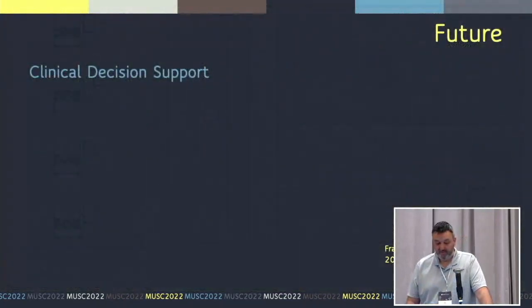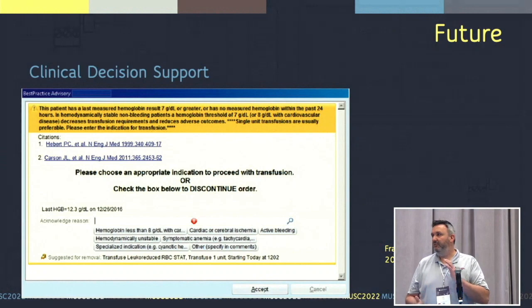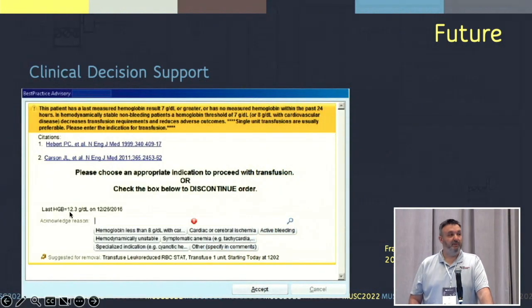I talked about this. So the future will be clinical decision support. Some of that is already working. For example, this is a group of hospitals that implemented the guidelines into their EMR. And whenever someone wants to order a blood product, it will say, sorry, the last hemoglobin of this patient was 12.3. So it immediately tells you, well, you shouldn't give blood to this patient because there's nothing wrong.